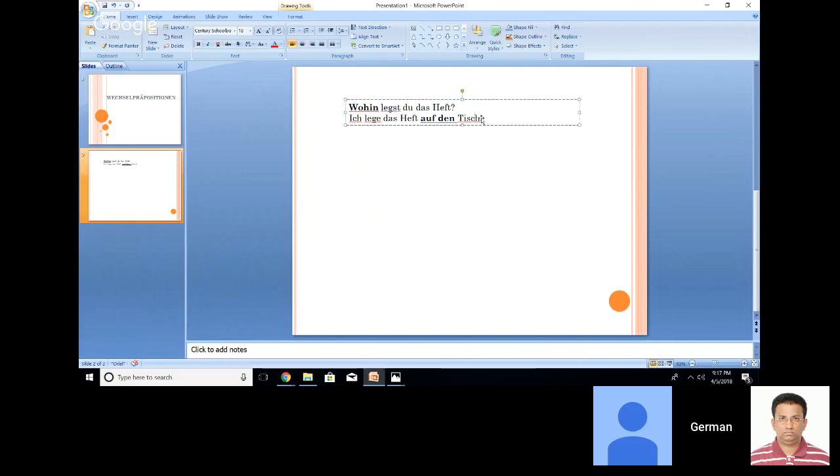Over here we are using preposition plus accusative case, because wohin is the question asked for accusative. Wohin legst du das Heft?